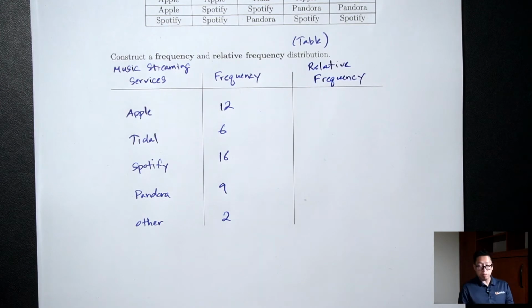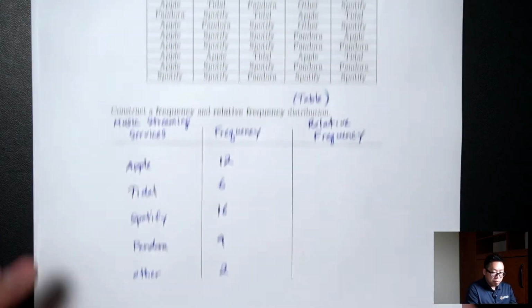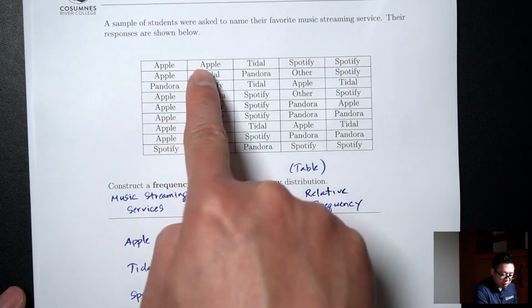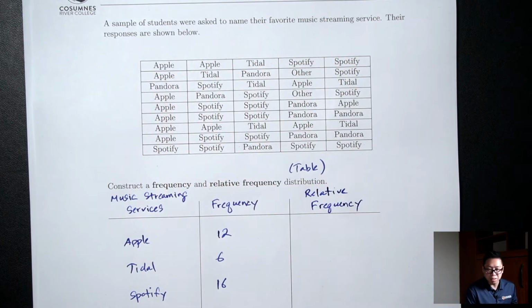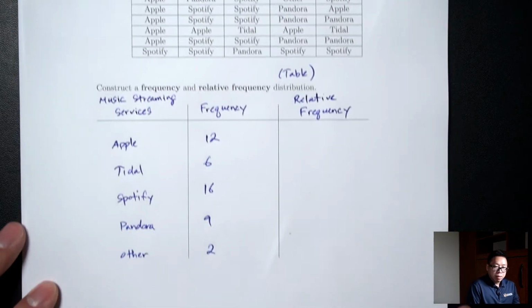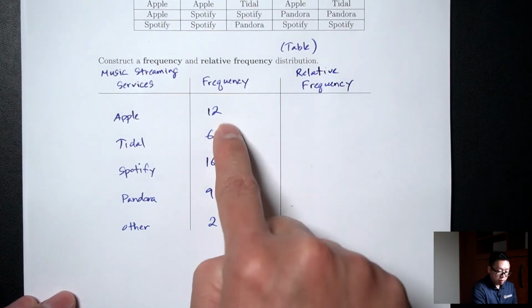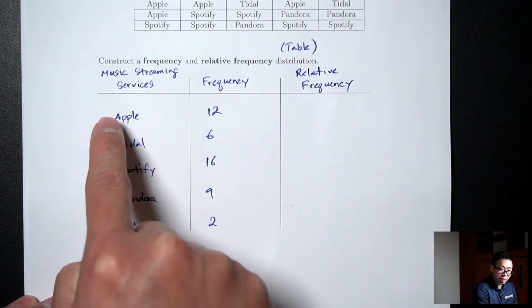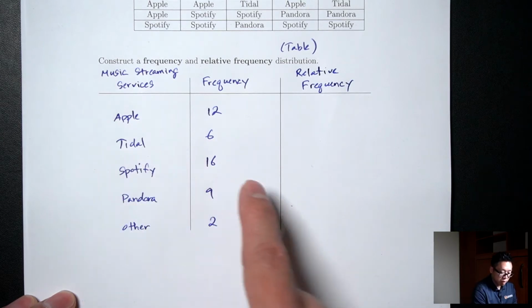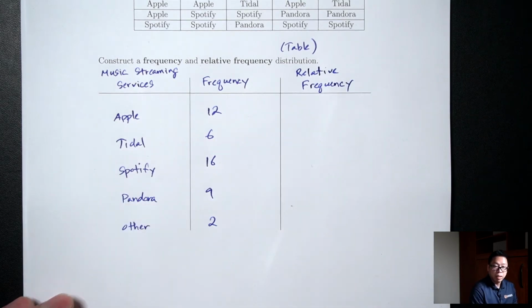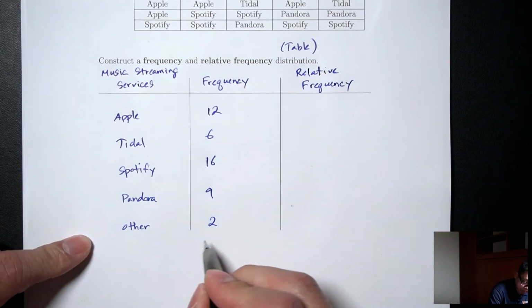How do we calculate the relative frequency? The first thing we need is the total number of people in our sample. So how many people total in our sample? One way to do that, and a long way, is just to count 1, 2, 3, 4, 5, 6, 7, 8, and so on. Don't do that because we have the frequencies. So the 12 means that there's 12 people who liked Apple, 6 people who liked Tidal, 16 people who liked Spotify. So if you add up all the frequencies, that should give you the total number of people in our sample. And that's what we'll do.